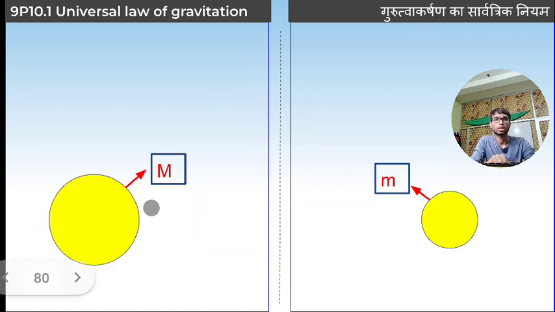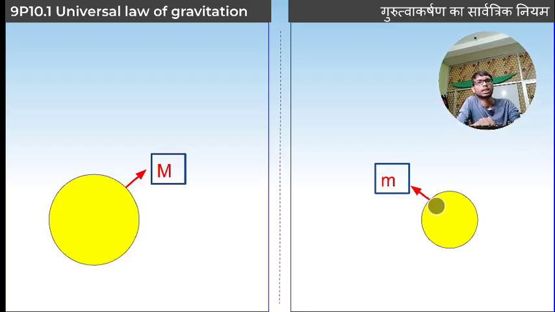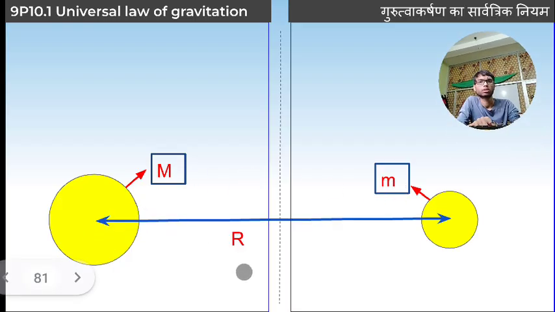Let's try to understand. This is the mass of this object. This is the mass of this object. This one has less mass, that's why it is small. This one has more mass, that's why it is big. Now the distance is measured from the center of this mass to the center of this mass. From here to here is the distance, which is r.